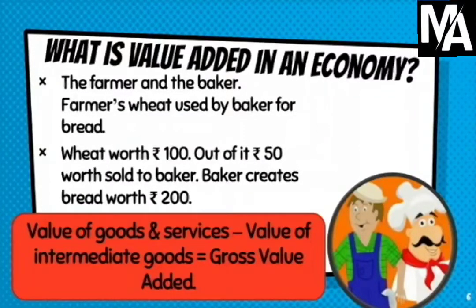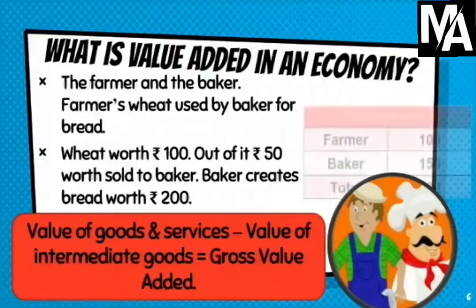To have a proper understanding, we should understand the formula: value of goods and services minus value of intermediate goods is equal to gross value added. In simple terms, the value created by either the farmer or the baker has to be reduced by the use of intermediate goods. And in the basic terms video, I already explained that intermediate goods is nothing but the raw materials used.